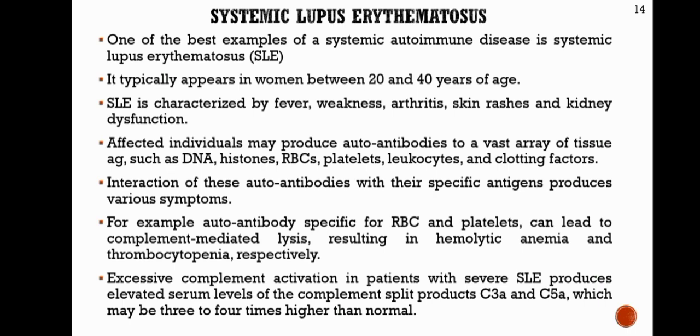Interaction of these autoantibodies with their specific antigen produces various symptoms. For example, autoantibodies specific for RBCs and platelets can lead to complement mediated lysis, resulting in hemolytic anemia and thrombocytopenia, respectively. Excessive complement activation in patients with severe SLE produces elevated serum levels of the complement split products C3a and C5a, which may be 3 to 4 times higher than normal.